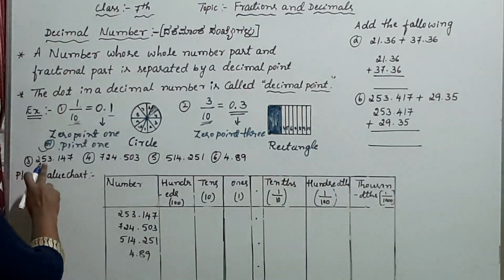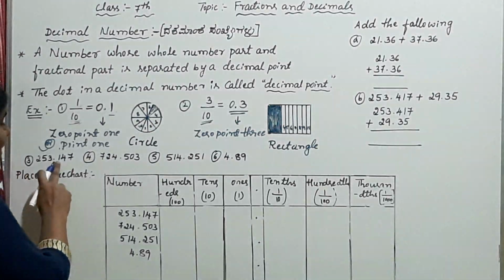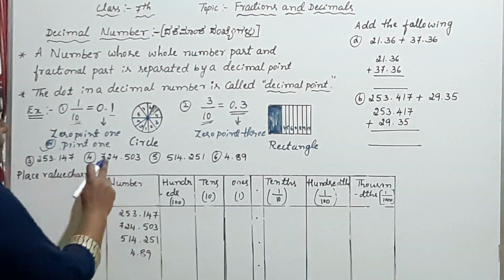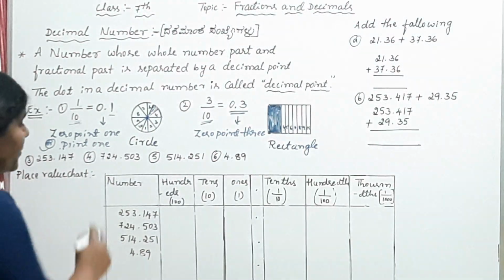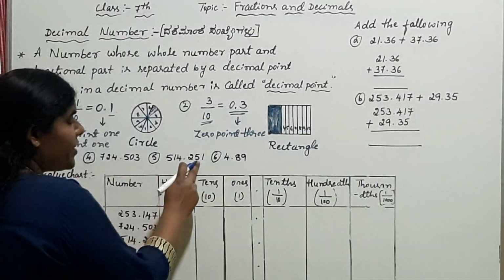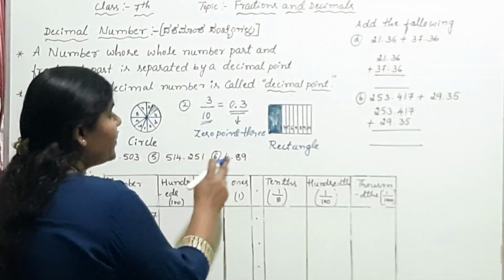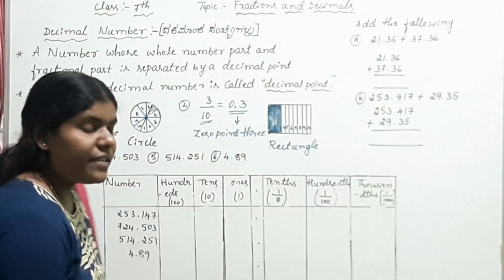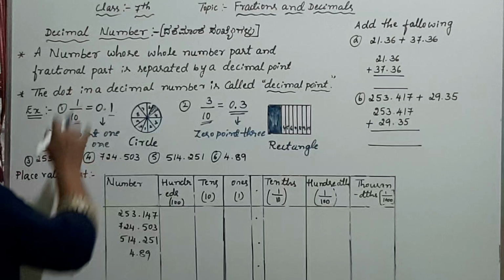Third example, 253.147. Fourth example, 724.503. Fifth example, 514.251. Sixth example, 4.89. These are some examples of decimal numbers.